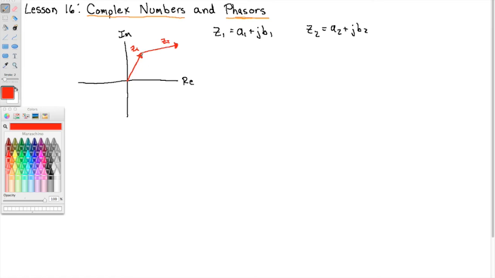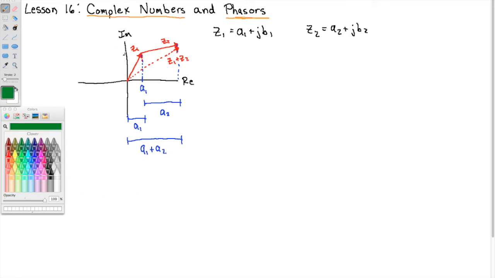So we're going to take z1, and then on top of it we're going to put z2, and the resulting vector, this guy, is z1 plus z2. If z1 went over a1, and then on top of that z2 goes over another a2, so this distance here is a2, and this distance is a1. Well, our resulting vector is how far? a1 plus a2.